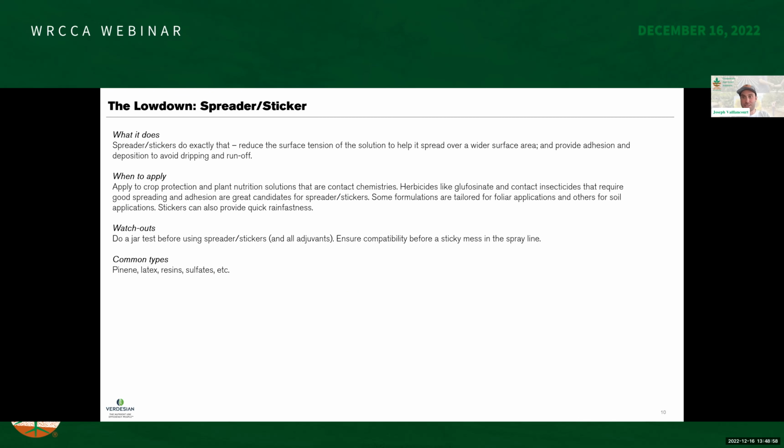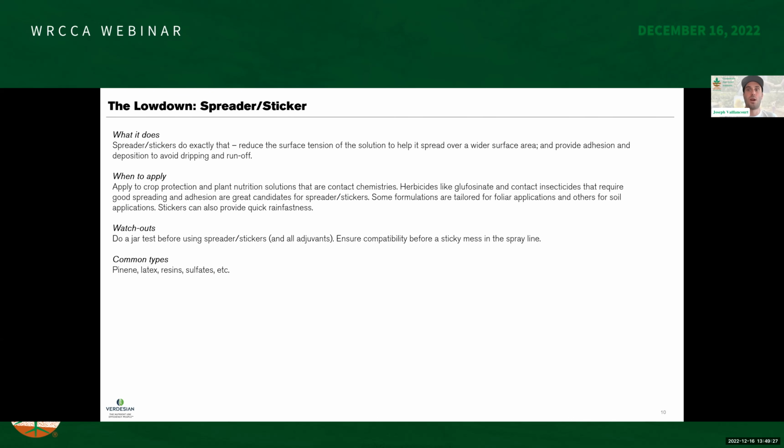All right, spreader stickers. This is a really mind-blowing concept. These adjuvant systems help those active materials both spread on the leaf surface and stick to that leaf surface. I know, an absolutely wild concept. This sort of material I really like for those contact chemistry, right? Particularly in insecticides and fungicides.